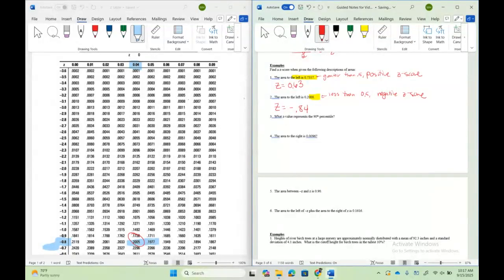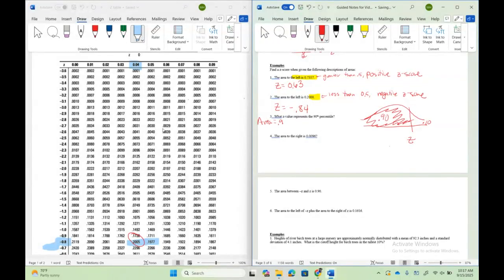What z-value represents the 90th percentile? Okay, 90th percentile represents an area where 0.90 is below a particular z-score, and 0.10 is to the right. Okay, that's the 90th percentile right there. So this means the area equals 0.9. Okay, so that's over half.